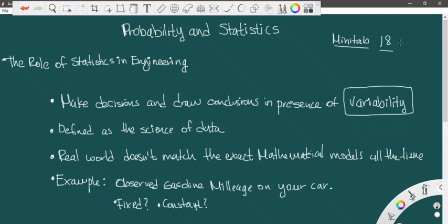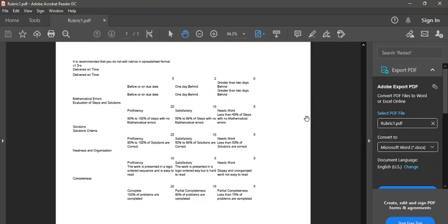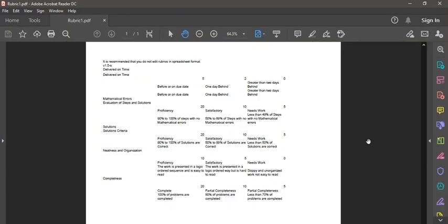About how we are going to grade your work during this period. Well, you already know that I work with this rubric here, and this is the same rubric that we were using for differential calculus. This is the total points that we can get, and these are the dimensions that we are evaluating. The first one is delivered on time. You can get 5 points if you deliver on the due date.